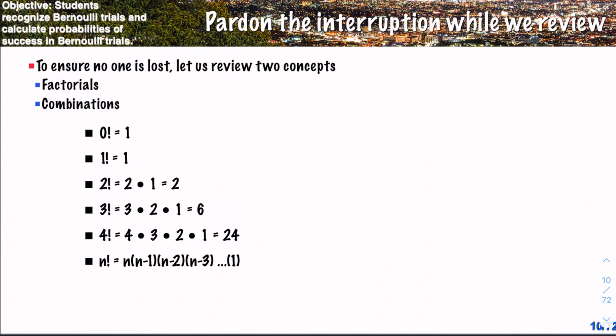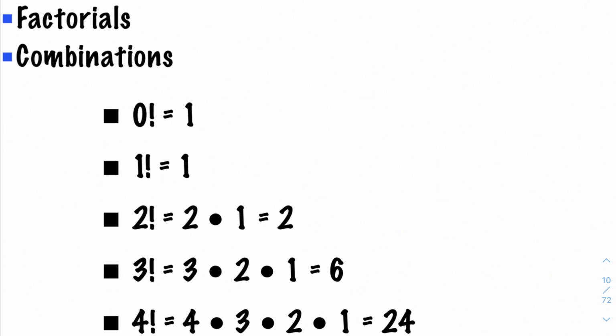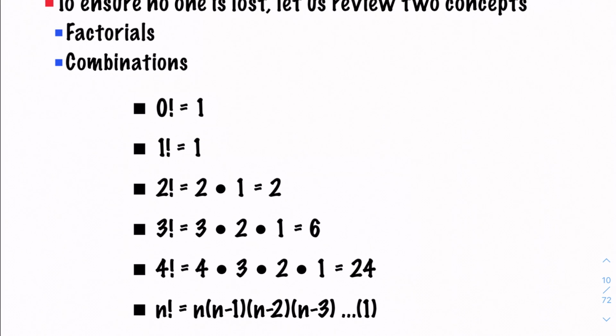Just so we recall, we've talked about factorials. We have talked about combinations. With factorials, we're talking about the number of ways to order. So the number of ways you can order 0 things is one way, you don't do anything. The number of ways you can order one thing is one way, you put it in front of you. 2 factorial is 2 times 1, 3 factorial is 3 times 2 times 1, etc., etc.